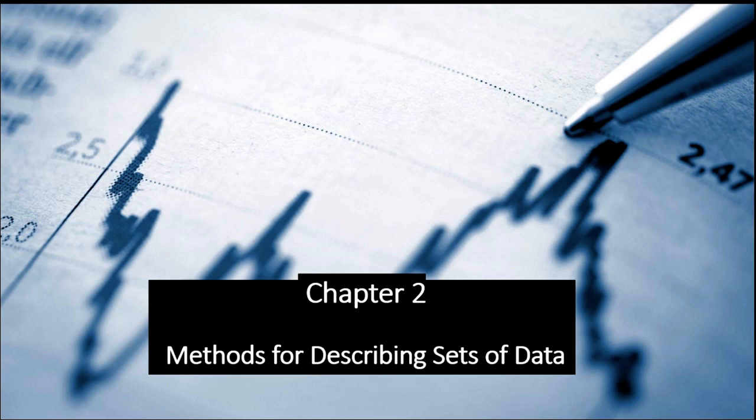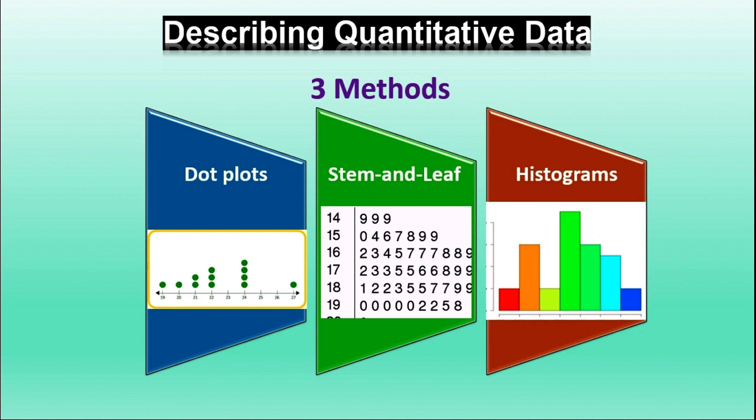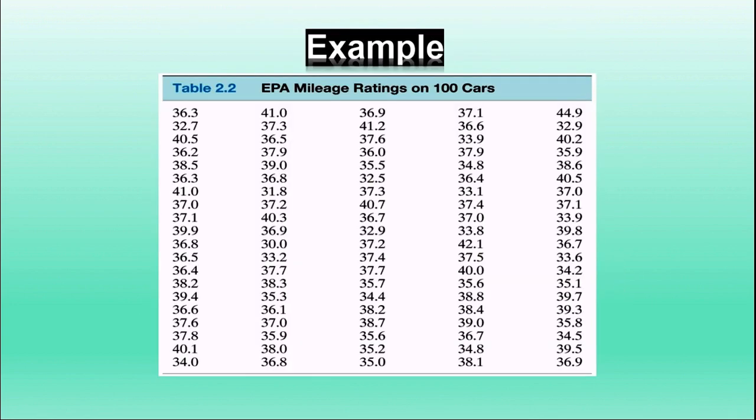Hello everyone, this video is about Chapter 2, Methods for Describing Sets of Data, Part 2, Methods for Describing Quantitative Data. To describe quantitative data by graph, we have three methods: dot plots, stem-and-leaf displays, and histograms. Here is an example of a set of data of EPA mileage ratings on 100 cars.